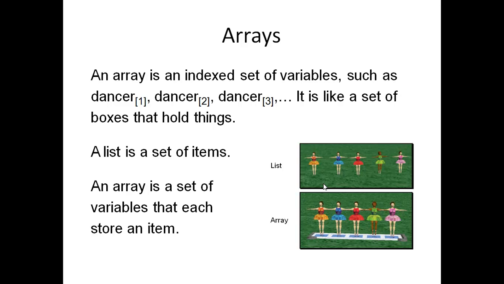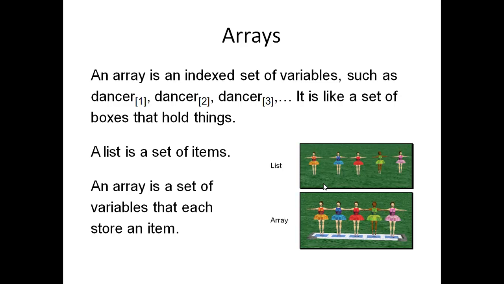Now we go to array. An array is an indexed set of variables, such as you've seen in the figure. And if they are also treated to be dancers, dancer 1, dancer 2, dancer 3, which forms a set of boxes that holds things. That means here the dancers are standing on a set of podiums, you can say, or boxes.